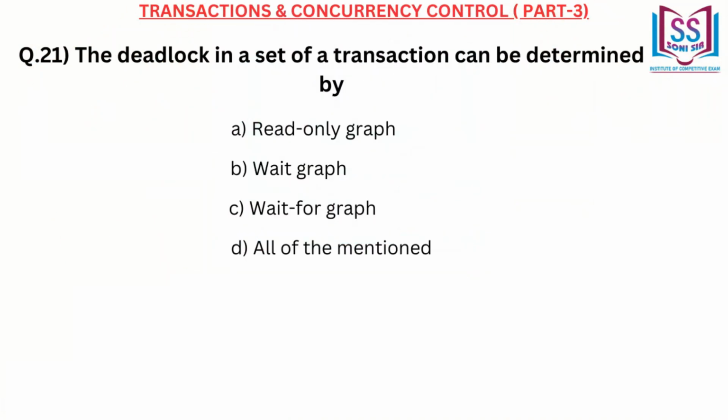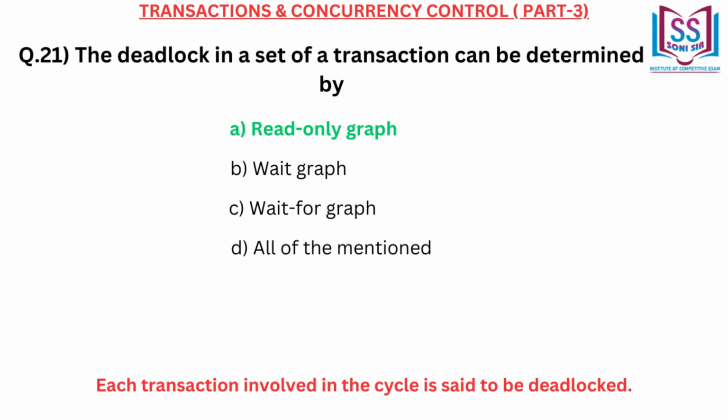The deadlock in a set of a transaction can be determined by A. Read-only graph. B. Wait graph. C. Wait for graph. D. All of the mentioned. Correct answer A. Read-only graph. Each transaction involved in the cycle is said to be deadlocked.